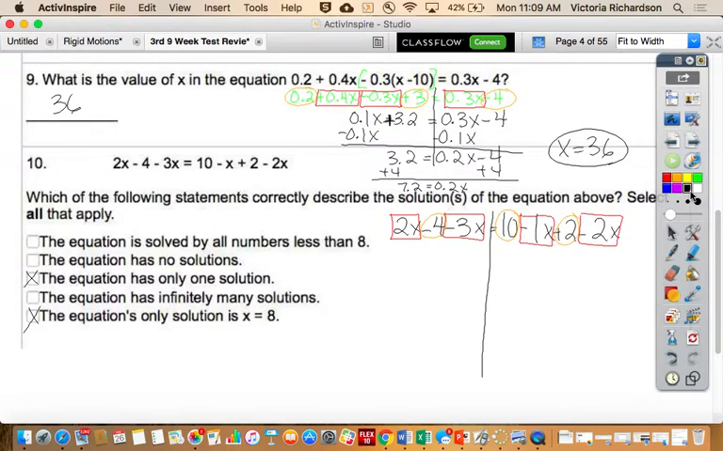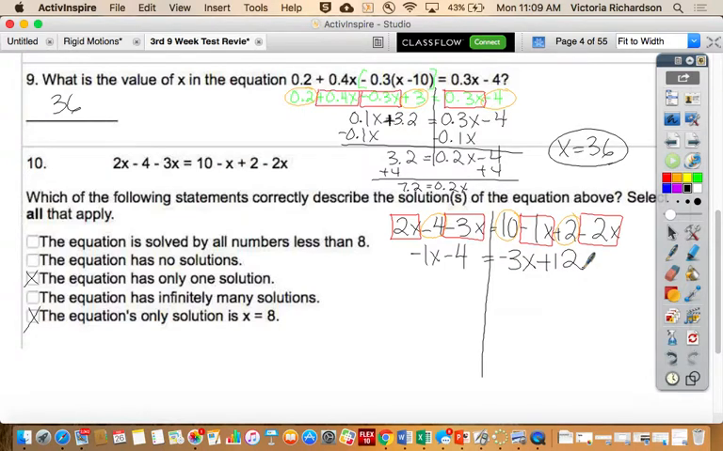Now I can combine my like terms. So on the left-hand side, I have a 2x and a negative 3x, which is negative 1x. And I don't have anything that I can do to my minus 4, so I'm just going to write it back down and put minus 4. On this side, I have a negative 1x and a negative 2x, which is negative 3x. And I have a positive 10 and a positive 2, and if I combine those, I get positive 12.